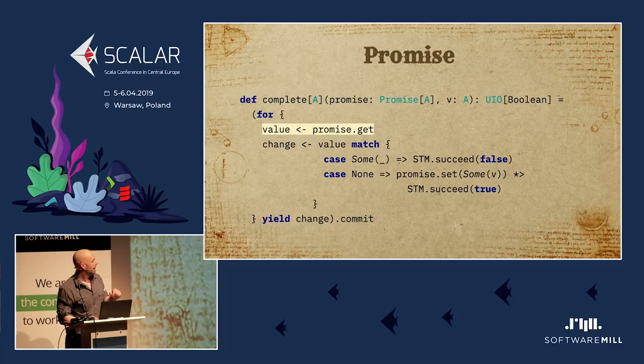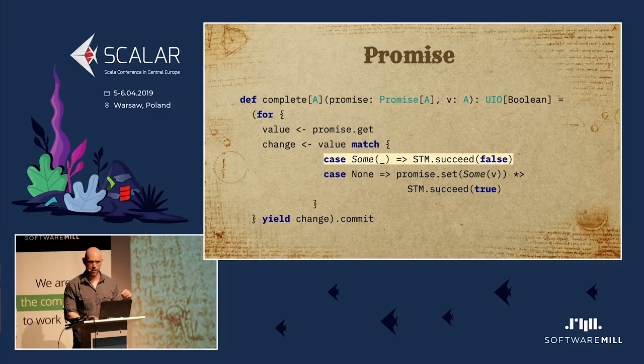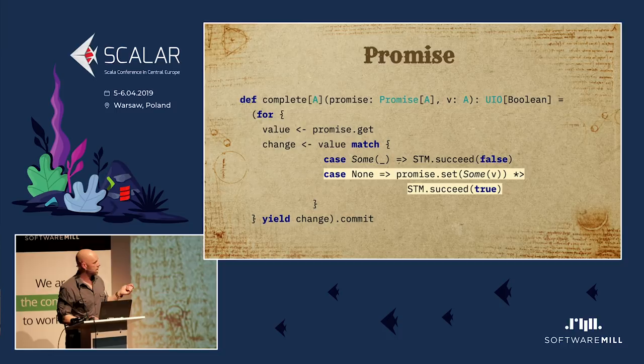Now, to complete a promise with a given value, you get the option out of the TRef, and if it's Some, you succeed with false, because the promise has already been completed. But if it's None, then you set the promise to be Some of that value, and you succeed with true. And finally, you commit that atomically.